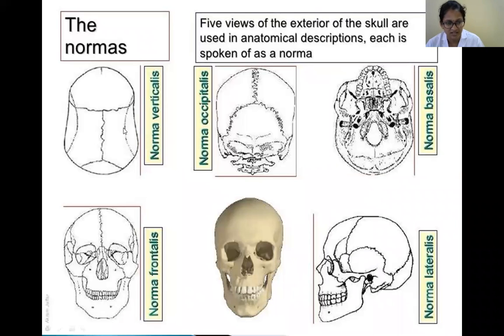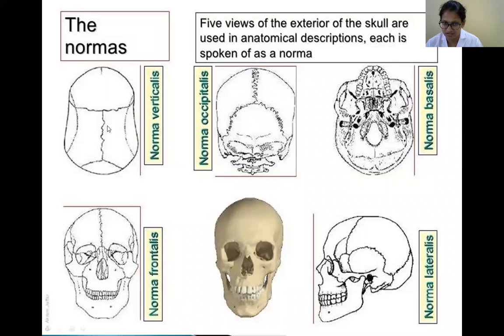Skull studied from above is called norma verticalis. Skull studied from behind is called norma occipitalis. Skull studied from below is called norma basalis. Skull studied from in front is called norma frontalis. Skull studied from the lateral view is called norma lateralis.